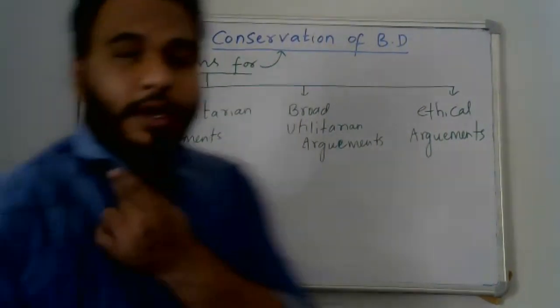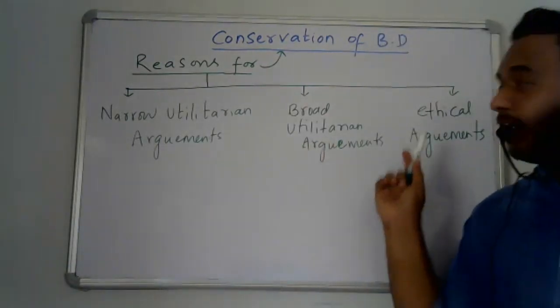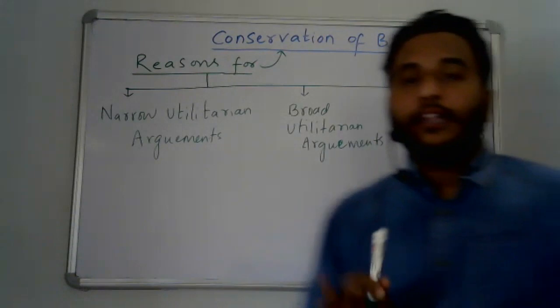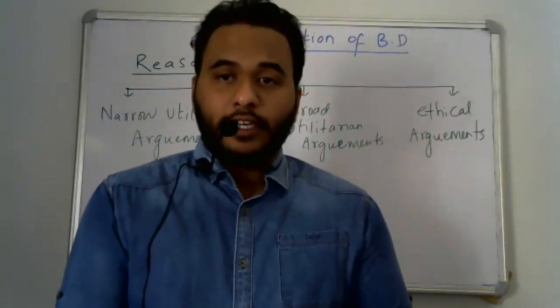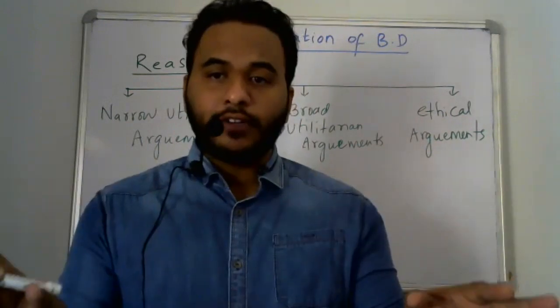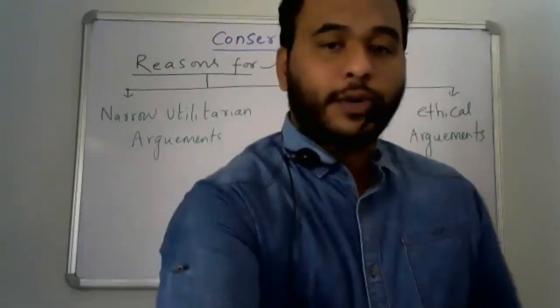So coming to narrow utilitarian arguments and broad utilitarian arguments and the third one, ethical arguments. There are three reasons to conserve biodiversity. Okay, so we have to conserve biodiversity. So we should have some reasons. So what are those reasons? I'm telling you. Okay.